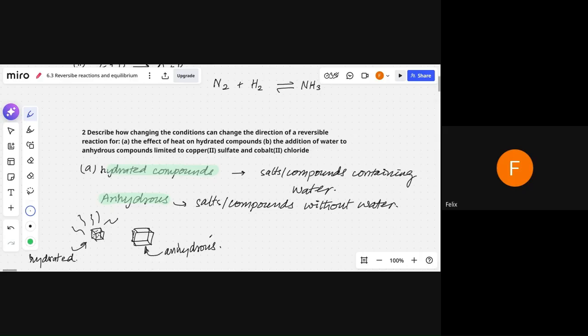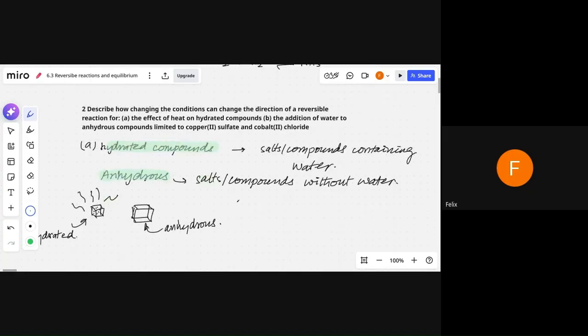I hope this is clear. And when water leaves a molecule or salt, the mass decreases. Remember that. By calculating the difference in mass, you can calculate how much water was trapped. All right, now the next part, B, the addition of water to anhydrous compounds. Let's say this is an anhydrous compound. Now we need to add water, and limit it to copper(II) sulfate and cobalt(II) chloride. We will take a look at these one by one.